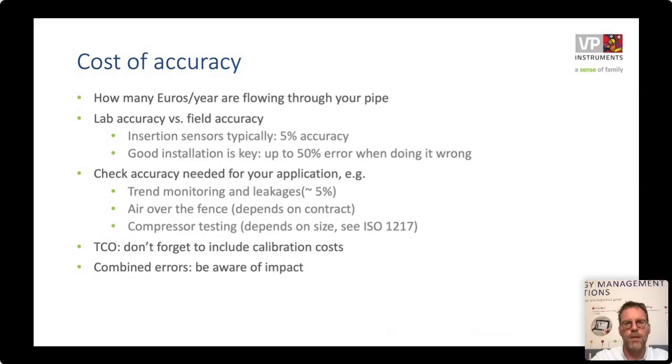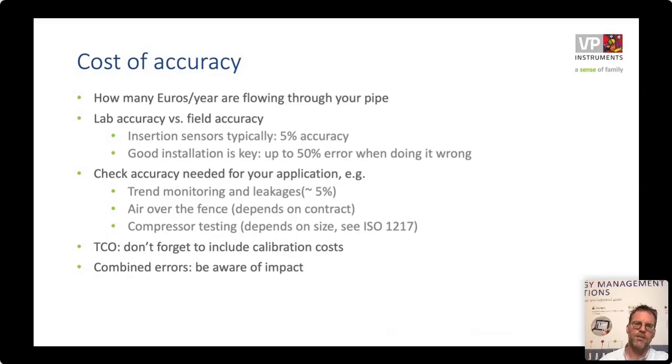Also, it's very important to realize that there is something like lab accuracy or calibration accuracy, and there's field accuracy. And typically, if you use an insertable type of flow meter or a clamp-on ultrasound meter, because of all the errors you can make during installation, the practical accuracy in the field might be around 5%, maybe a little bit better. But very good installation is really key to get this accuracy.